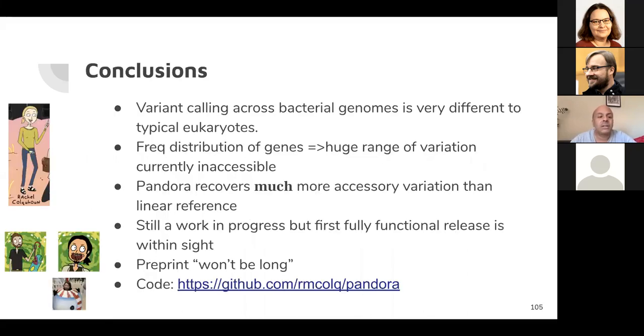And in conclusion, well, variant calling, I think, in bacterial genomes is quite different to typical eukaryotes. You can't escape this frequency distribution of shared chunks of genome. So it means there's a huge range of variation you can't normally access. So this kind of approach, I think, allows you to get much more variation than a linear reference would. Still a work in progress. I wouldn't say it works yet, and I wouldn't recommend people use it just yet. But the first fully functional release is not far away. The preprint won't be long. I've been saying that for a little while. That's the GitHub URL. And thank you.